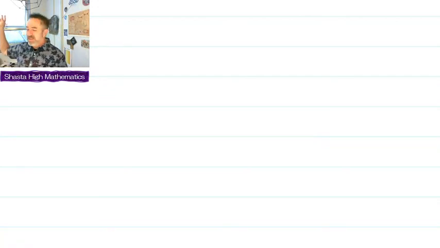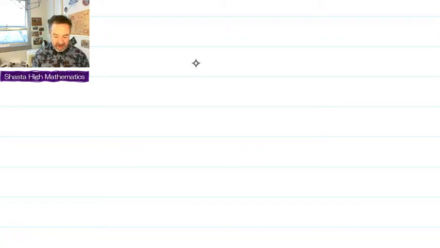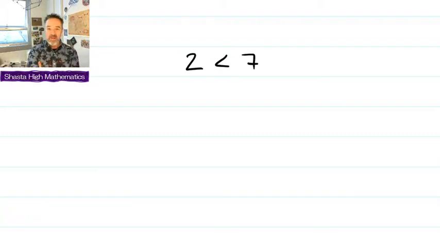First idea I want to talk about is that if we have an inequality that's obvious to us, for example, 2 is less than 7, we understand that that's true. If I think about it, I've got the number 2 and I've got the number 7, and it looks like this: the 2 is smaller than the 7.